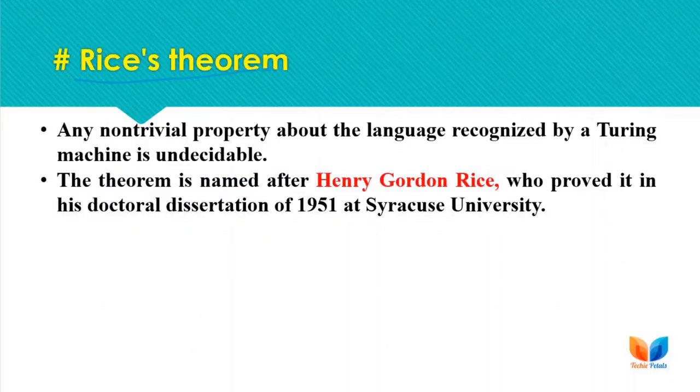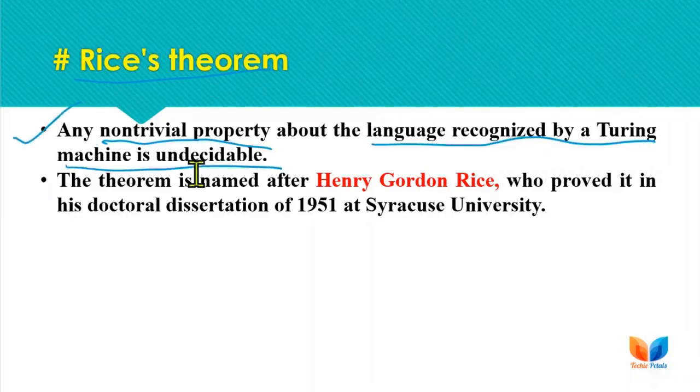Rice's theorem. So we are having a brief discussion about the examples and what we have to prove with Rice's theorem. Now coming to the definition: any non-trivial property about the language recognized by a Turing machine is undecidable. So we have to prove that for a Turing machine, we cannot say whether the non-trivial property will be possessed or not. So this problem is undecidable.